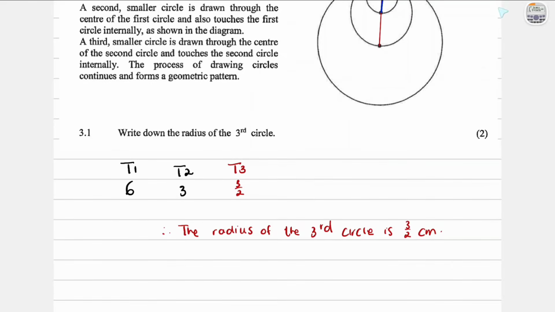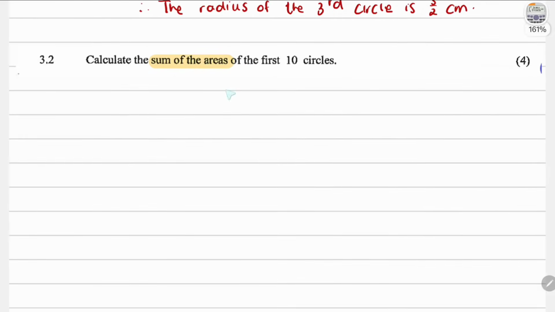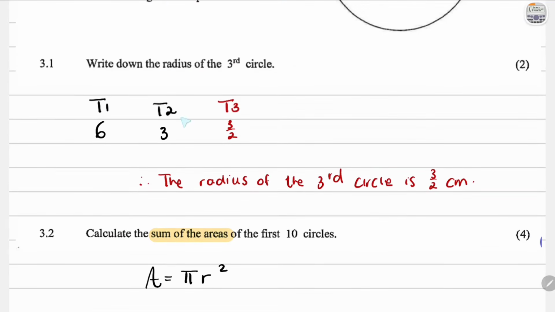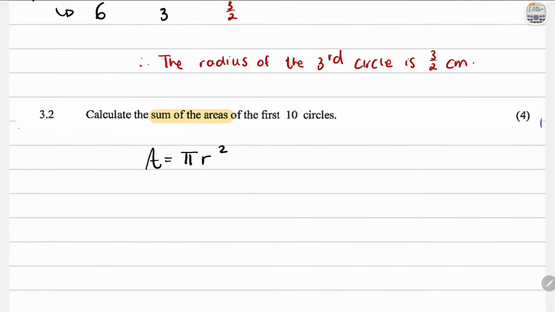Okay, moving on to 3.2. 3.2 says calculate the sum of the areas of the first 10 circles. Okay, so they specifically want areas. How do you find the area of a circle? The area of a circle is found by saying pi r squared, which is perfect because right now we have a pattern telling us the radius or radii of these circles.